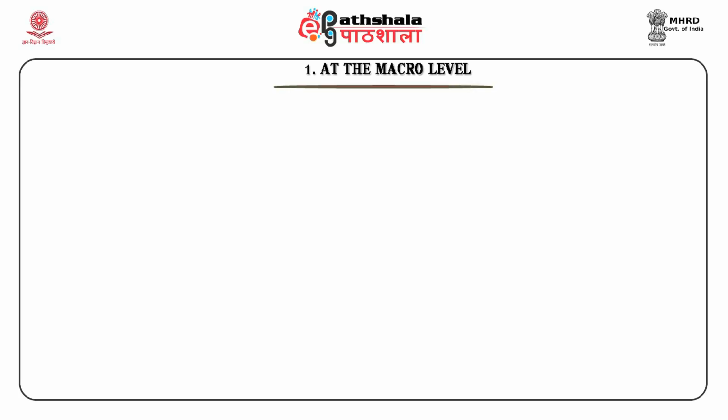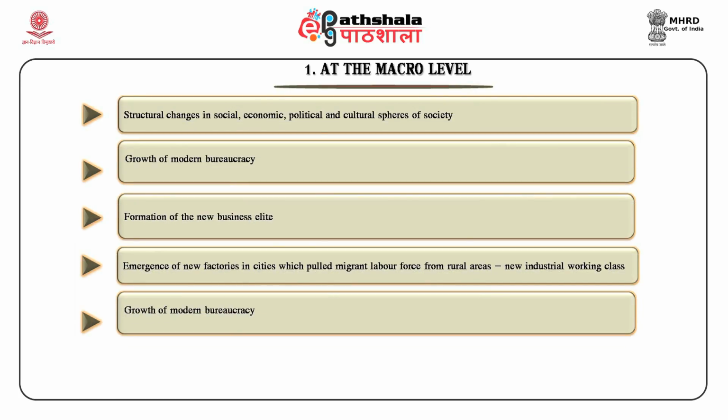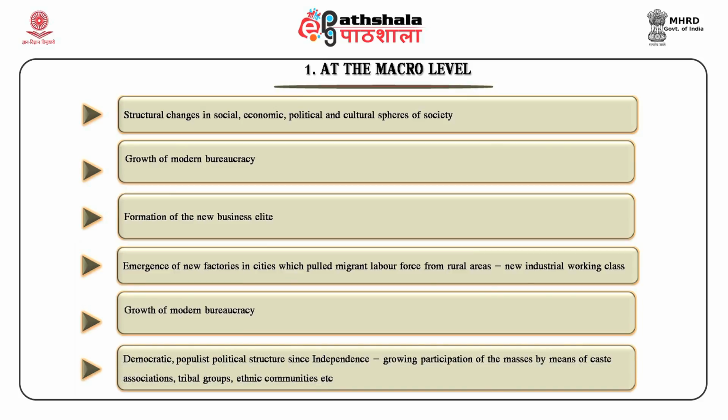Changes in the macro level. Modernization led to structural changes in social, economic, political as well as cultural spheres of society. The colonial rule in India contributed to the establishment and growth of modern bureaucratic structure following a basic rational framework to employ civil servants into different ranks.